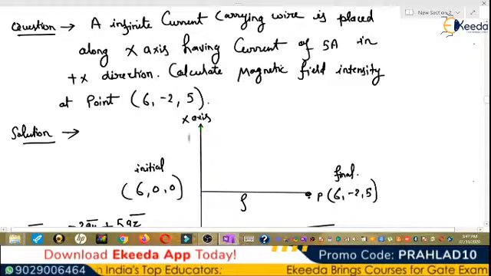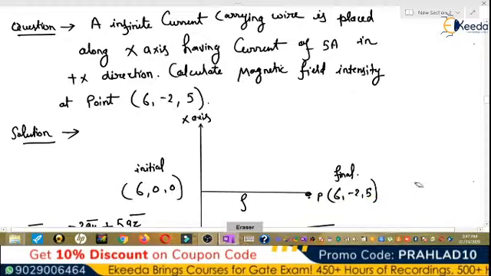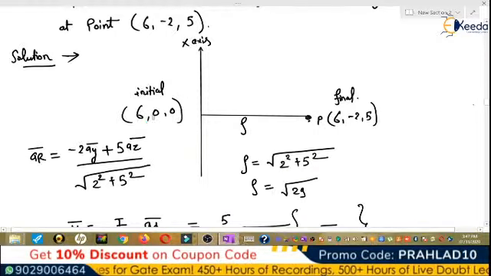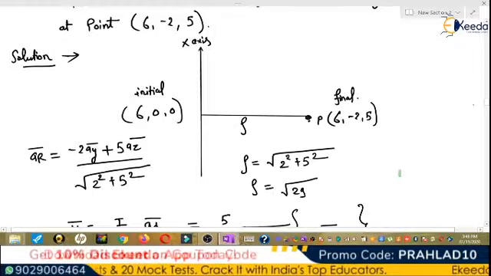So this wire is placed along the x-axis and we have to calculate the magnetic field at (6, -2, 5). So the initial point on the x-axis will be y and z equal to 0, 0 always, and we will keep x equal to 6. So rho is equal to the square root of 2 squared plus 5 squared, and rho is equal to root of 29, and aρ vector is (-2 aY plus 5 aZ) by the square root of 2 squared plus 5 squared.